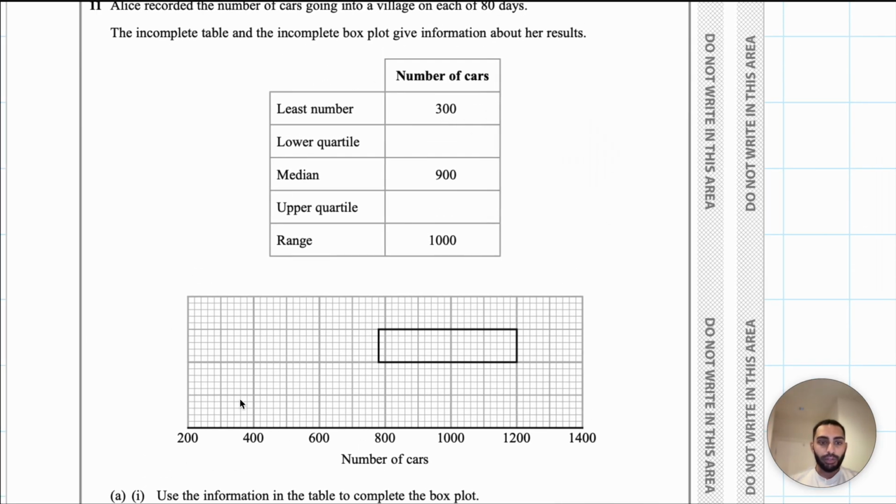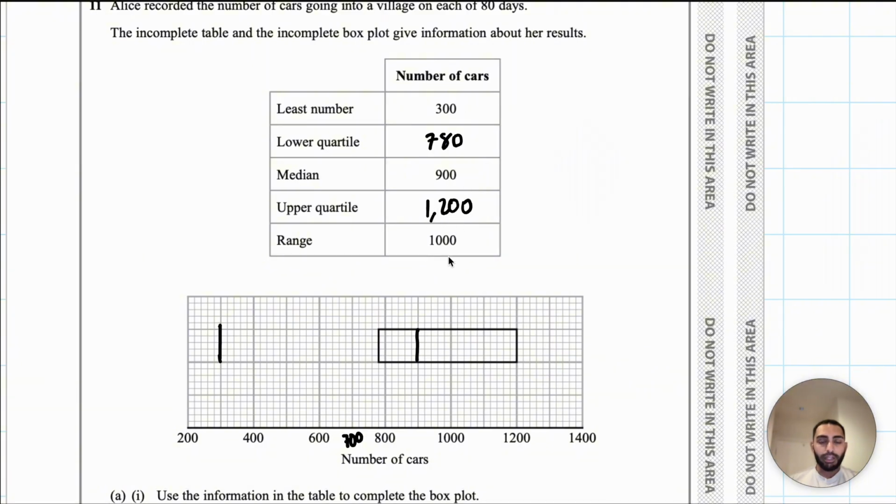The least number is 300. So I'm going to draw a line at 300, which is between 200 and 400. The lower quartile is between 800 and 600, and if that was 700, there's 5 gaps between them, so each gap would be worth 20. So 800 take away 20, which is 780. The median is 900, halfway between those two, so I can draw a line there. The upper quartile is at 1,200, and the range is 1,000.